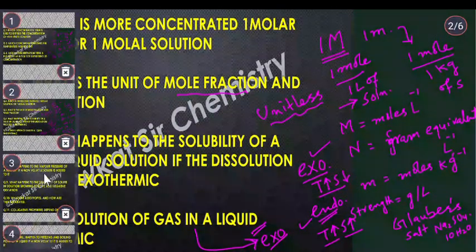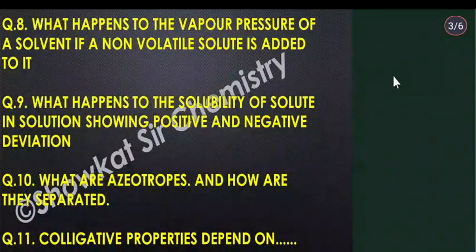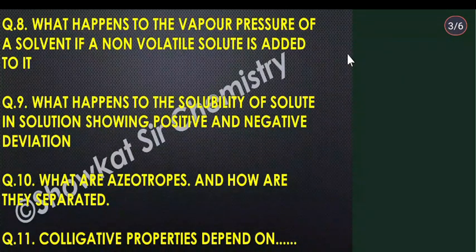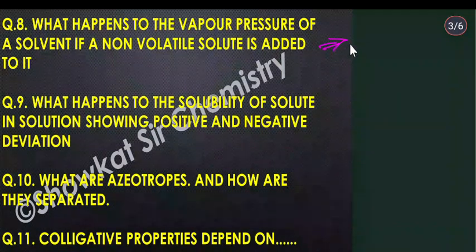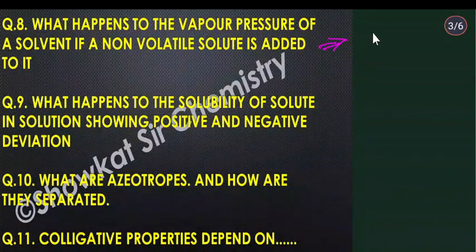Let's move to the next question, number 8. The question is: what happens to the vapor pressure of a solvent if a non-volatile solute is added to it? It is very simple: if you add a non-volatile solute to a volatile solvent, its vapor pressure will definitely decrease. Vapor pressure decreases when a non-volatile solute is added to a volatile solvent, right?